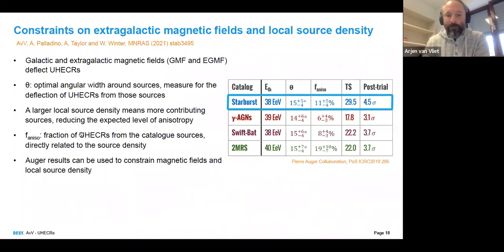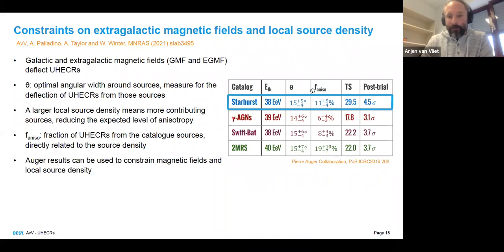What you can do with these results, and this is in my opinion really quite interesting, is that you can use them to say something about the magnetic fields that are in between these sources and Earth, and about the local density of sources. If we look closer at these results that Auger reported and focus on the starburst galaxies only, then we see that they give a value for the parameter theta here, and this theta is the optimal angular width around the sources. This is a measure for the deflection of ultra-high-energy cosmic rays from the sources.